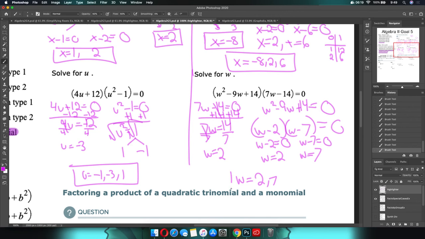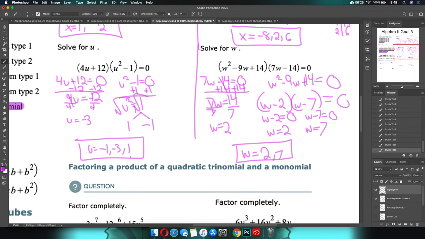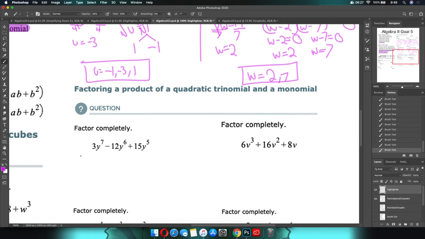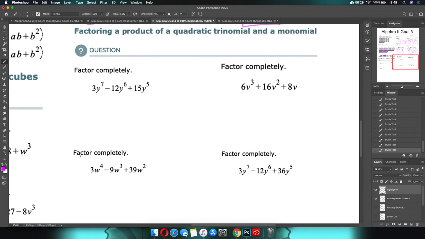I don't need to do repeats. And we are done. Not so bad. The other kind of factoring that they want you to get comfortable with is over here, where you're factoring a quadratic trinomial. And what that basically means is you're looking at your coefficients, and then you're going to look at your exponents. We had talked about that in an earlier video.